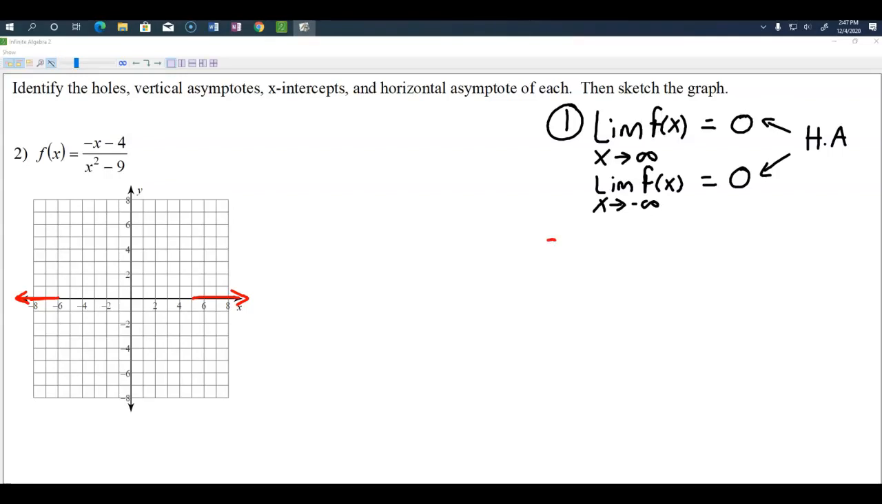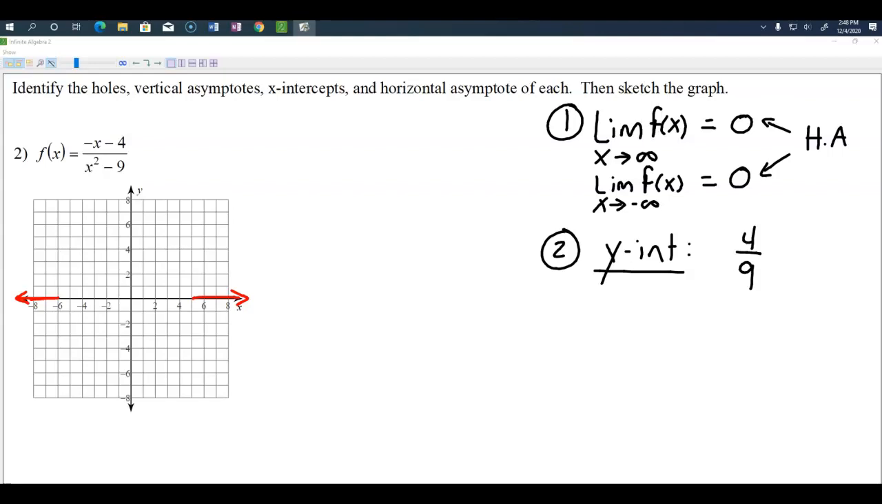Step 2 is to find the y-intercept. So go ahead and pause the video here and see if you can find your y-intercept. And when you unpause the video, you will see my solution to the y-intercept. The y-intercept is a little bit weird on this one. When you plug in 0, you end up with 4/9. Okay, so that's a small number.